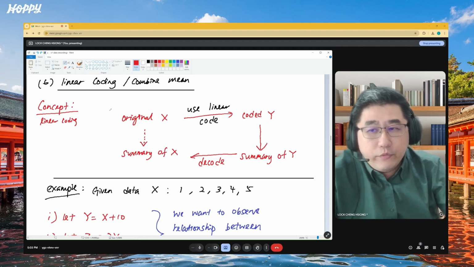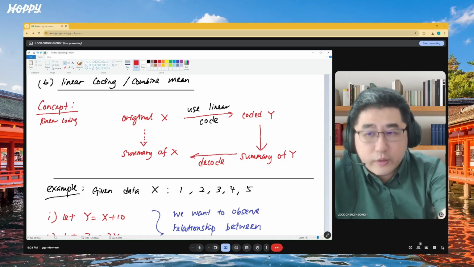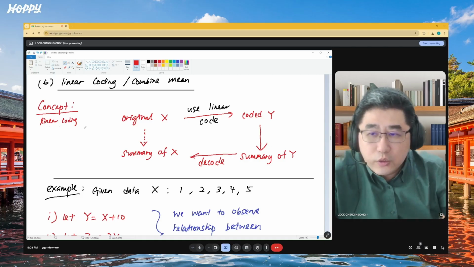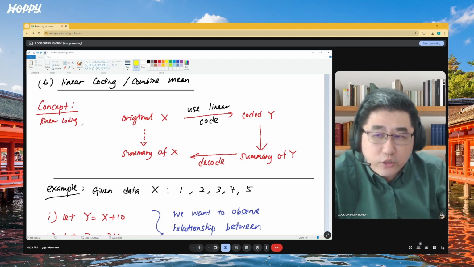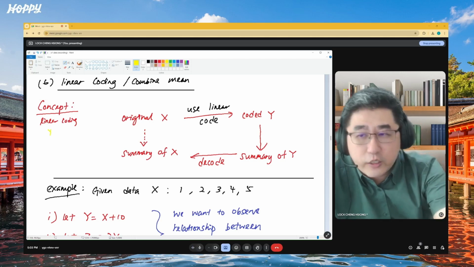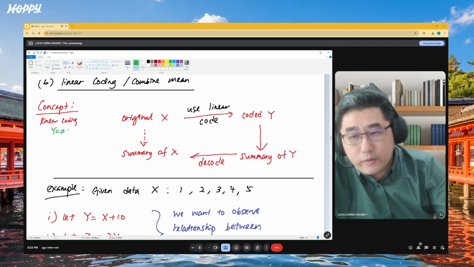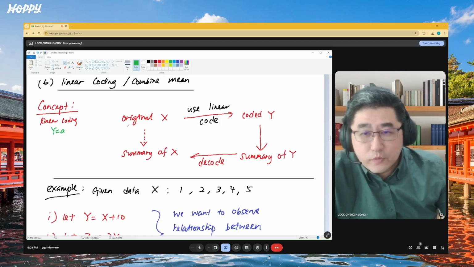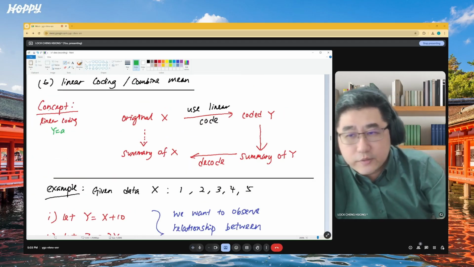And the syllabus calls it linear coding. That means in the real world there are many different coding methods. It's just that the one you're learning right now in your syllabus is called linear coding. What exactly is linear coding? Linear coding is in the form of y equals a plus bx.